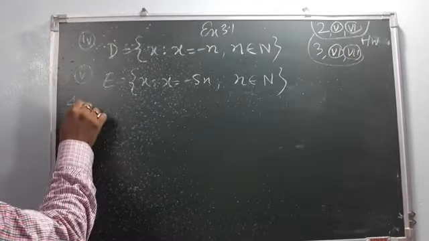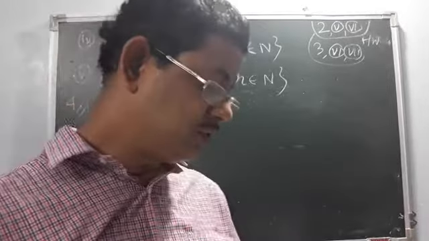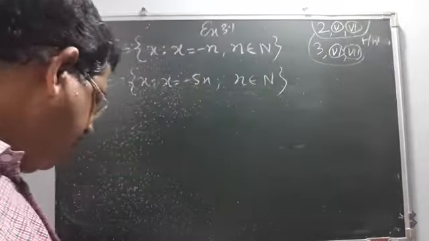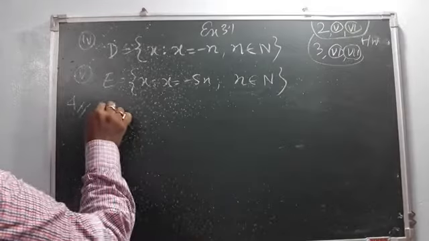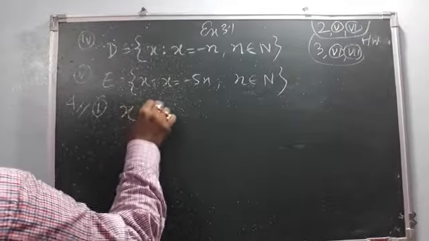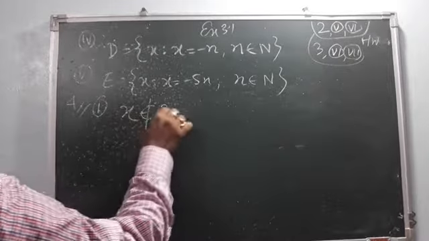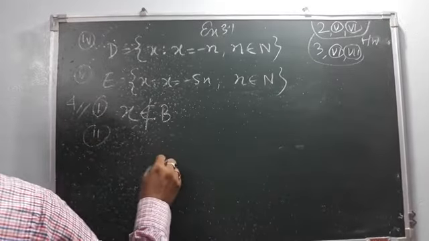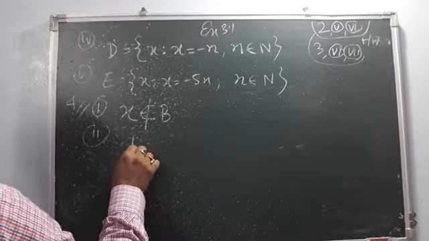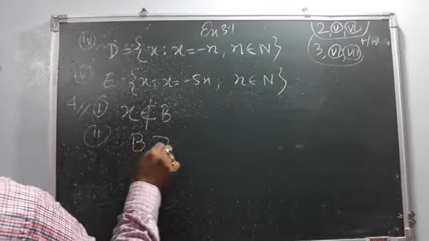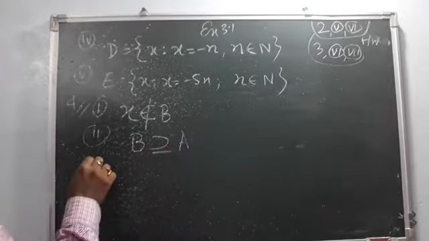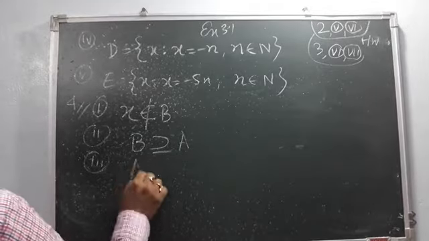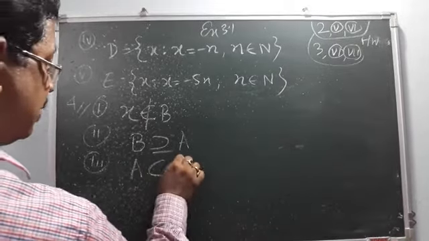Now question number 4. Write down the following statements using set notation. That is, in the form of sets we have to write: x is not an element of set B, that is, x not belongs to B. This symbol we can use. If it is inside B, then we can say it belongs to. If it is not, then we can say it does not. B contains A, that is, B is a superset of A. Then, A is a proper subset of C. A proper subset means the not equal to sign is there, C.